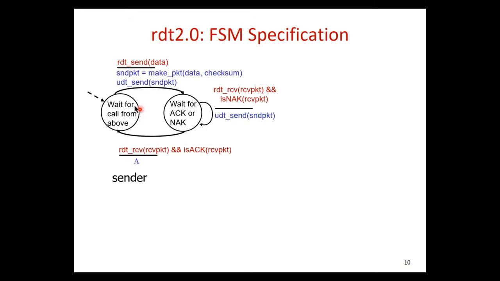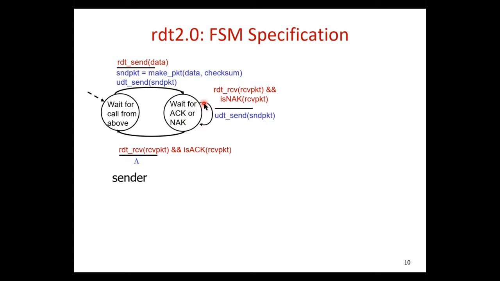This is the initial state where the sender waits for data to be transmitted. If there's data to be transmitted, it will build the packet. So this is like before. It will send the packet over the unreliable channel. But now the new thing here is that it will transition to another state where it will wait for the feedback from the receiver, right? So it will wait for ACK or a NAK.